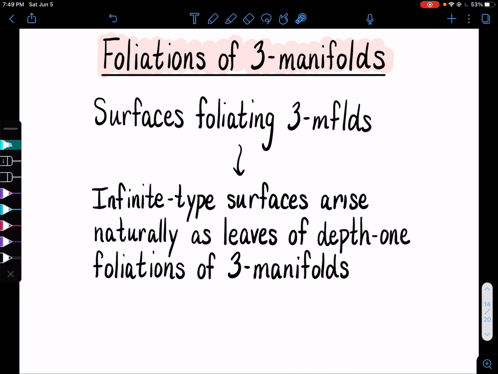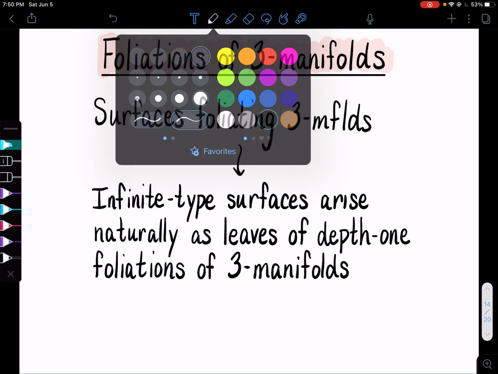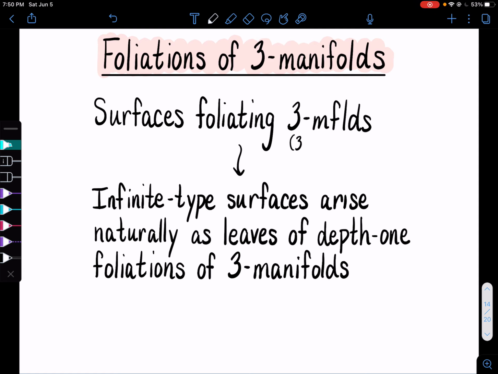So let's move on to the next piece of this surfaces and three manifolds connection, which is surfaces foliating three manifolds. Okay, so I mentioned before, right, what does it mean for a surface to foliate a three-manifold? We can really think of the surface as filling up our three-manifold. And one way to think of this as a nice example is to think of what it looks like to have a three-manifold which is fibered over the circle.